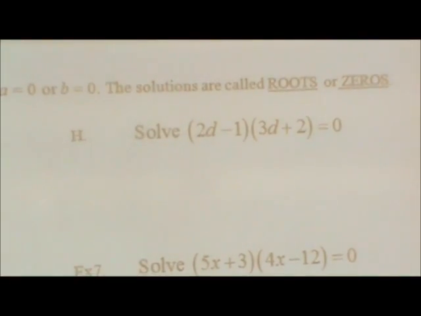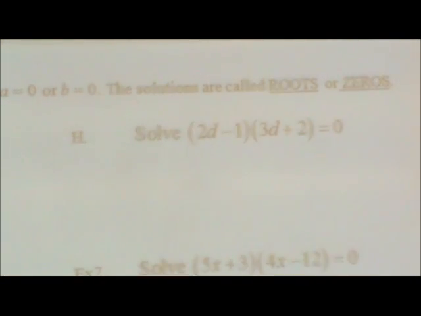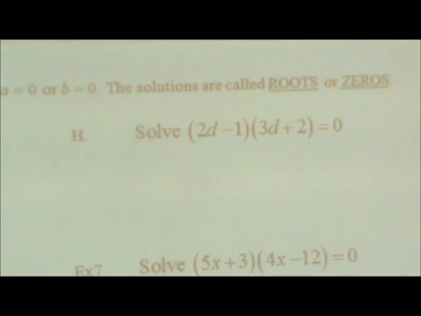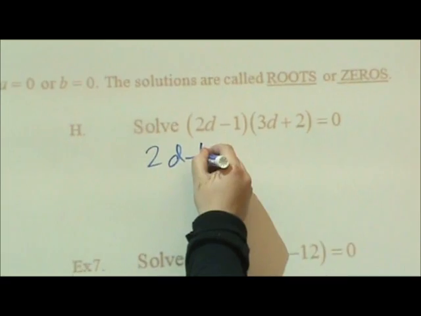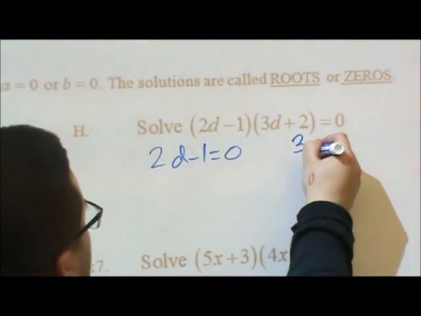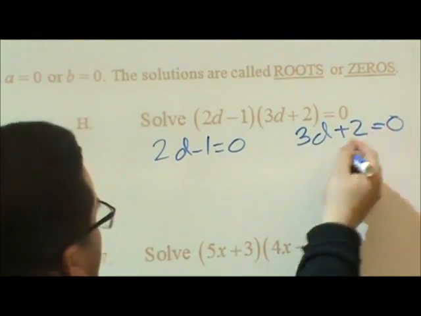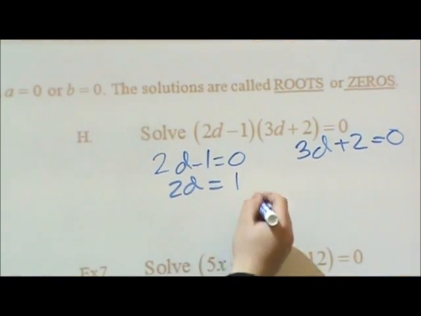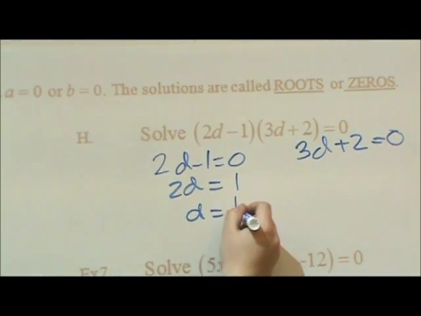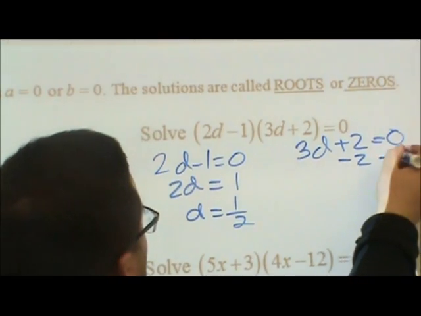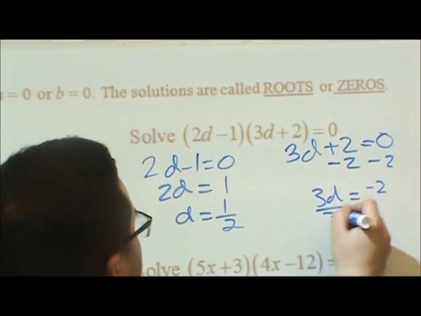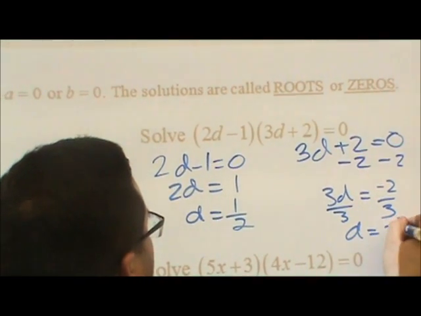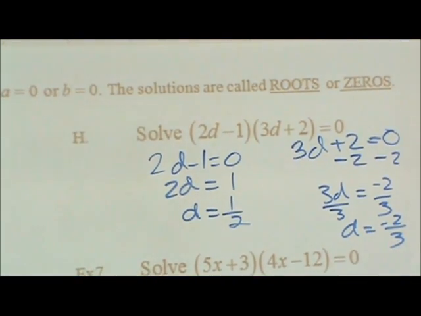Letter H. If we do letter H real quick, we will see that we set each parenthesis equal to 0. We'll solve it the same exact way. So 2d minus 1 equals 0, 3d plus 2 equals 0. 2d equals 1, so d equals 1/2. Minus the 2, 3d equals negative 2. Divide by 3, and d equals negative 2/3. And we've just found our roots.